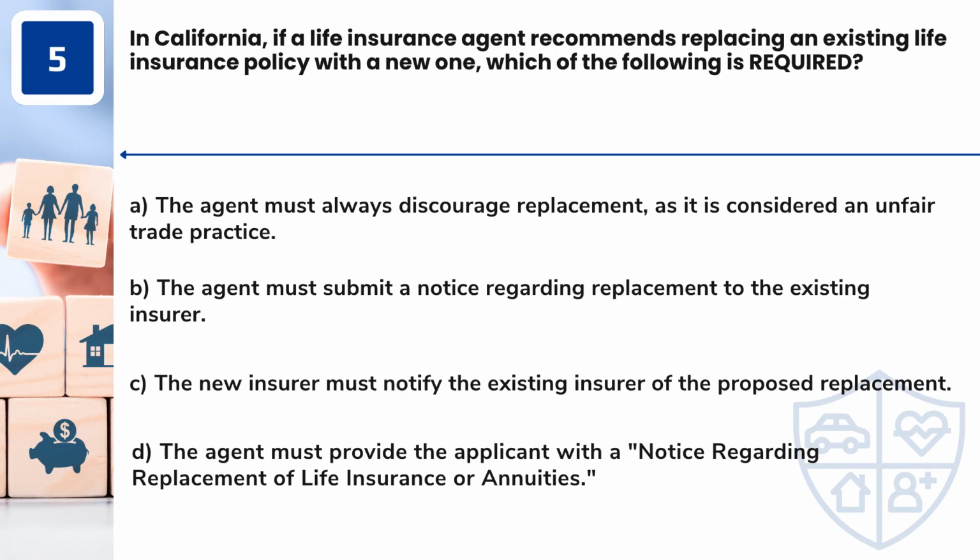Question 5. In California, if a life insurance agent recommends replacing an existing life insurance policy with a new one, which of the following is required? A. The agent must always discourage replacement, as it is considered an unfair trade practice. B. The agent must submit a notice regarding replacement to the existing insurer. C. The new insurer must notify the existing insurer of the proposed replacement. D. The agent must provide the applicant with a notice regarding replacement of life insurance or annuities.